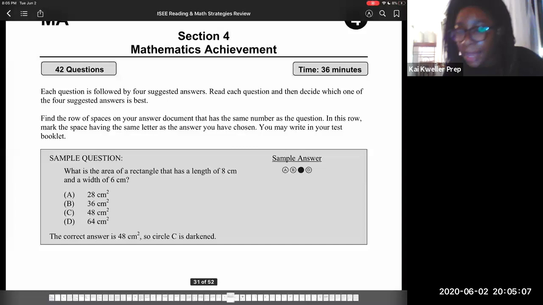So what are the benefits? The benefit is that you can get into a private school if you take the ISEE exam. And private schools are a really good option. You know, there's private, there's public.